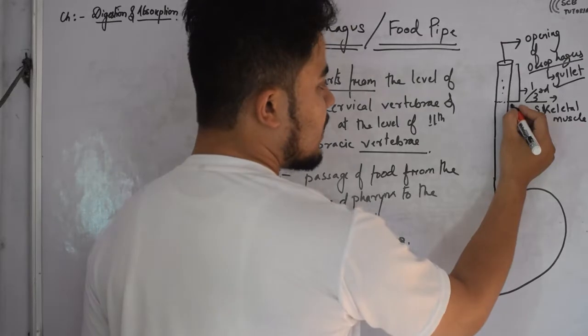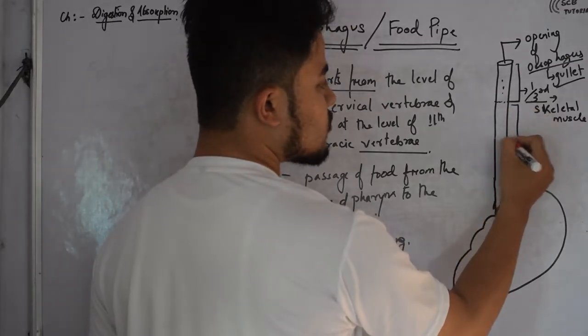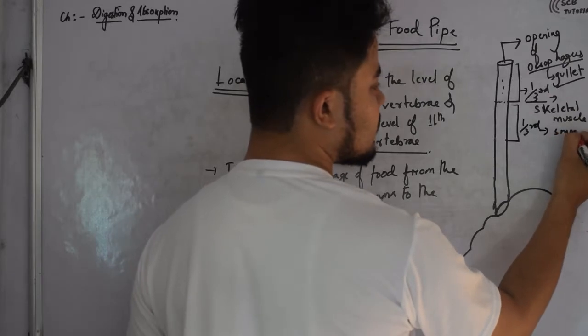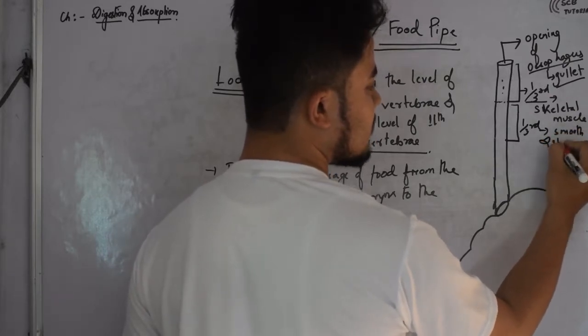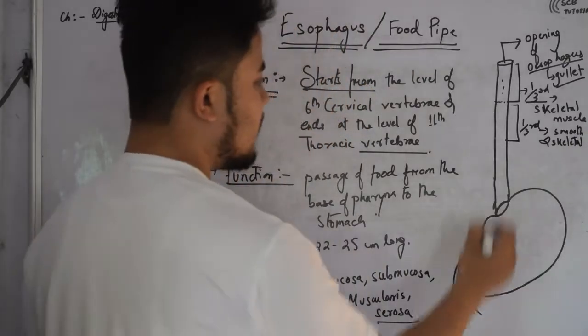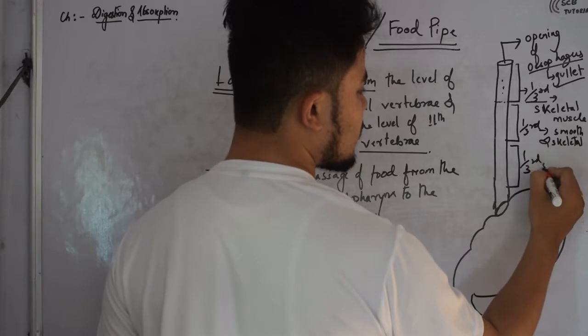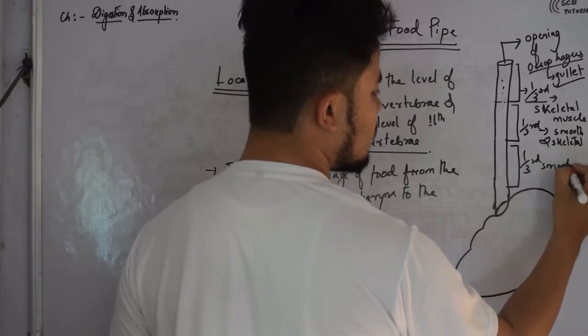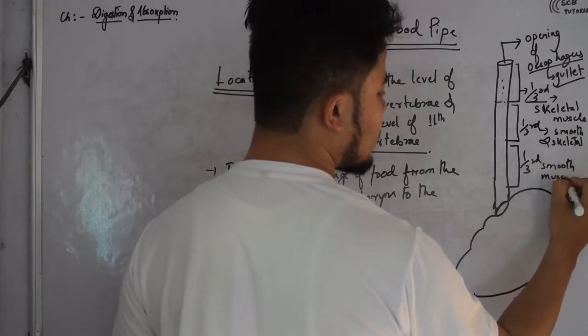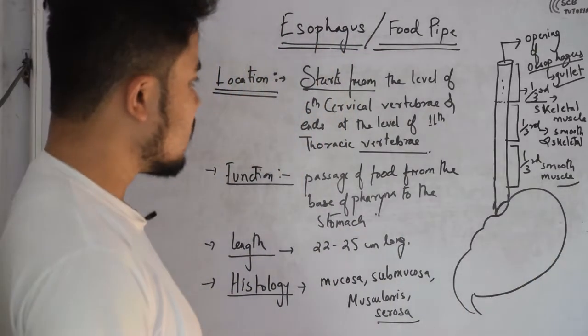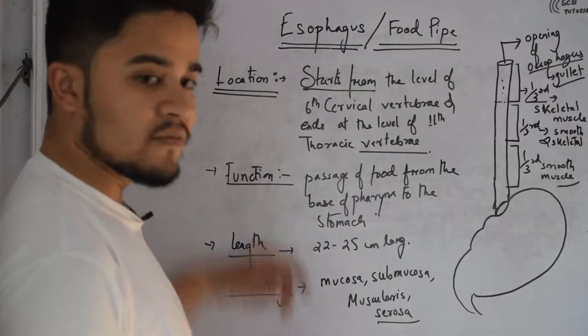The next one-third portion of the esophagus is made up of both smooth and skeletal muscle, and the lower one-third region is made up of only smooth muscle. Regurgitation of food is not possible in the lower one-third portion of the esophagus. So this is all about the esophagus region.